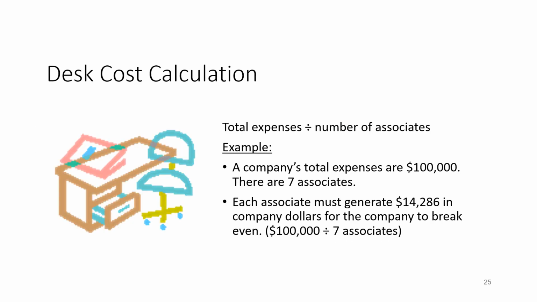So how do you calculate desk cost? You take the total expenses and you divide it by the number of associates. There's an example here. If a company's total expenses are $100,000 and there are 7 sales associates, each associate must generate $14,286 in company dollars for the company to break even, and that's just simply taking $100,000 and dividing it by 7.